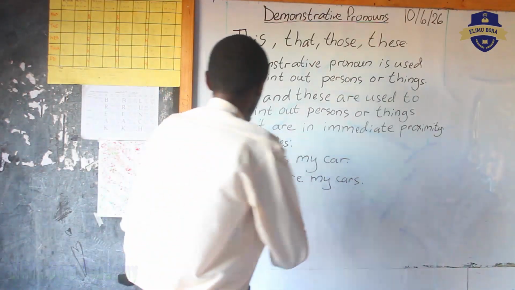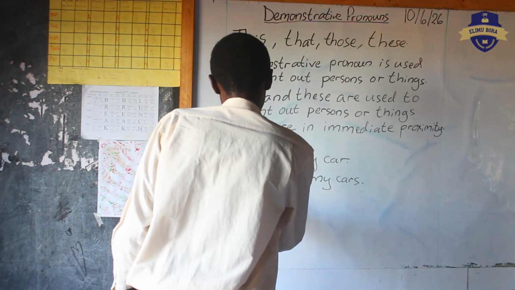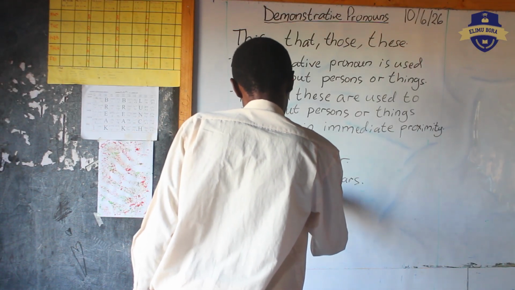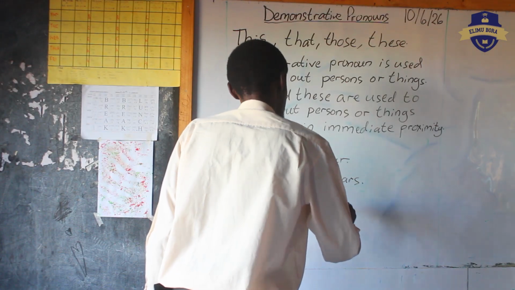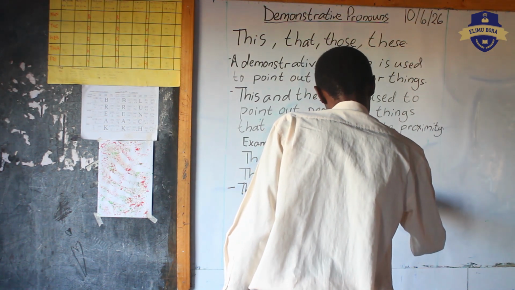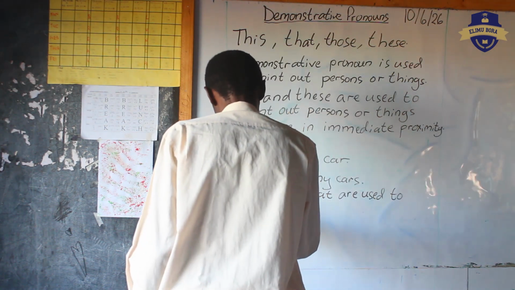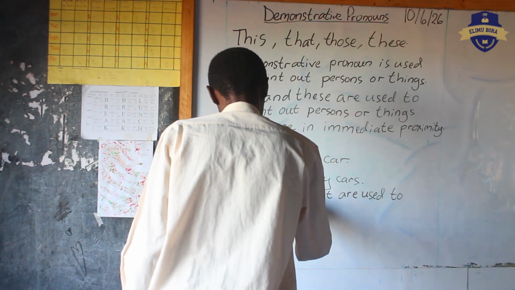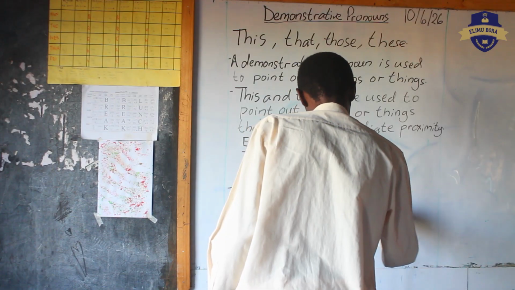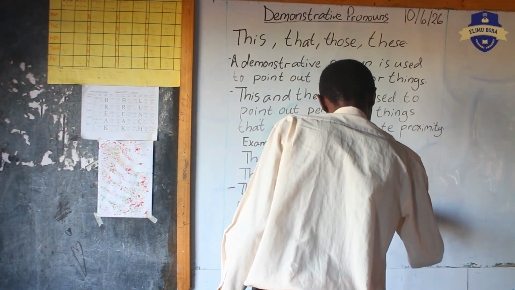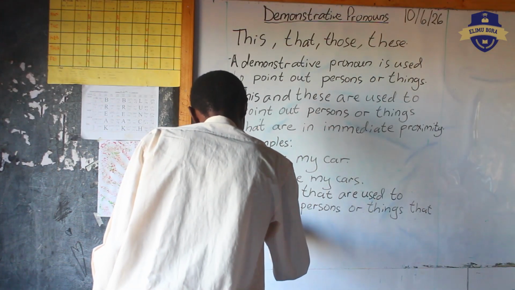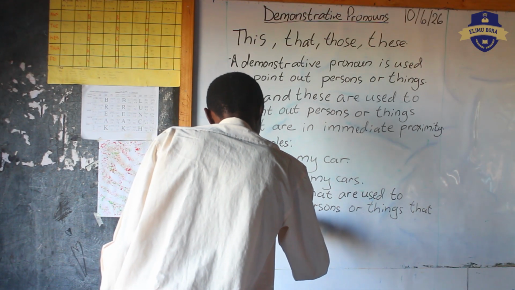Next, we have those and that. Those and that are used to point out persons or things that are farther away.